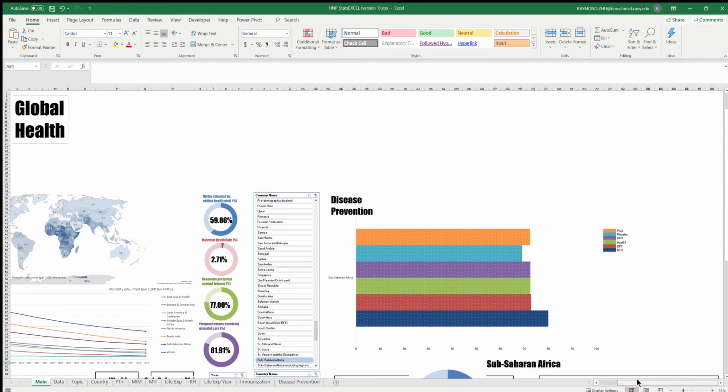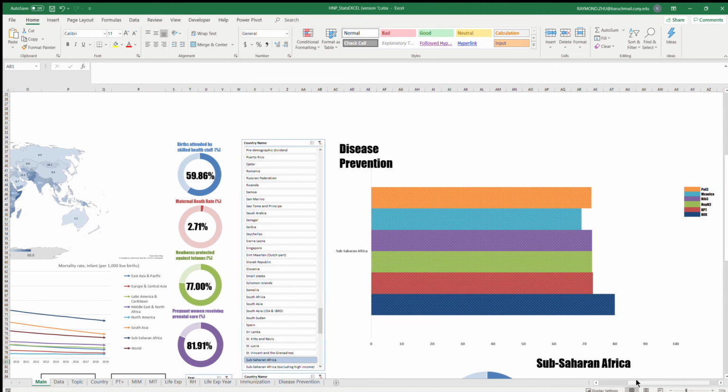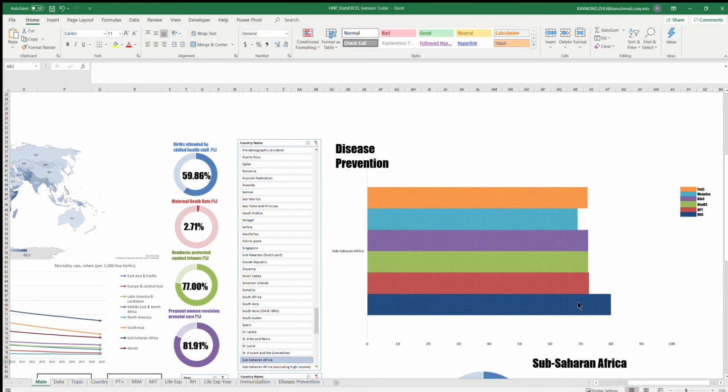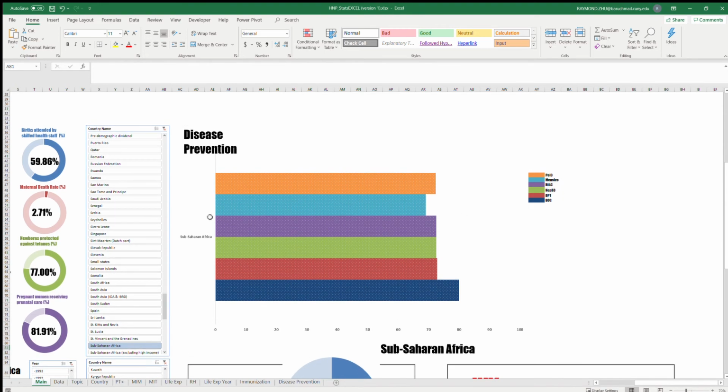And from this horizontal chart, you can see the child immunization percentage for various vaccines, such as Polio 3, measles, HIB3, Hep 3, DPT, and BCG. And this is also an interactive bar graph where you can compare different countries. So let's say I want to take a look at sub-Saharan Africa, and we want to compare that with Spain.